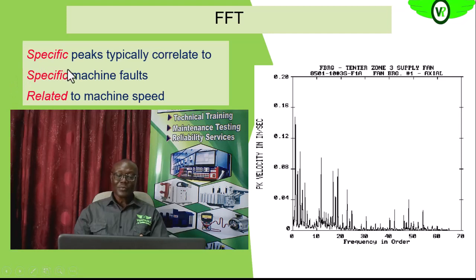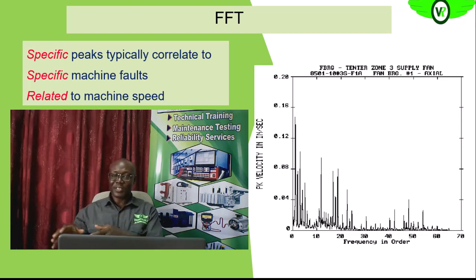So like we said earlier, specific peaks, as you can see on the spectrum, correspond to specific machine faults, and they are all related to the speed of the machine. That is the beauty of vibration analysis. So they will help you to identify these problems, and you're able to nip it in the bud before it will affect the integrity or the reliability of the electric motor system.